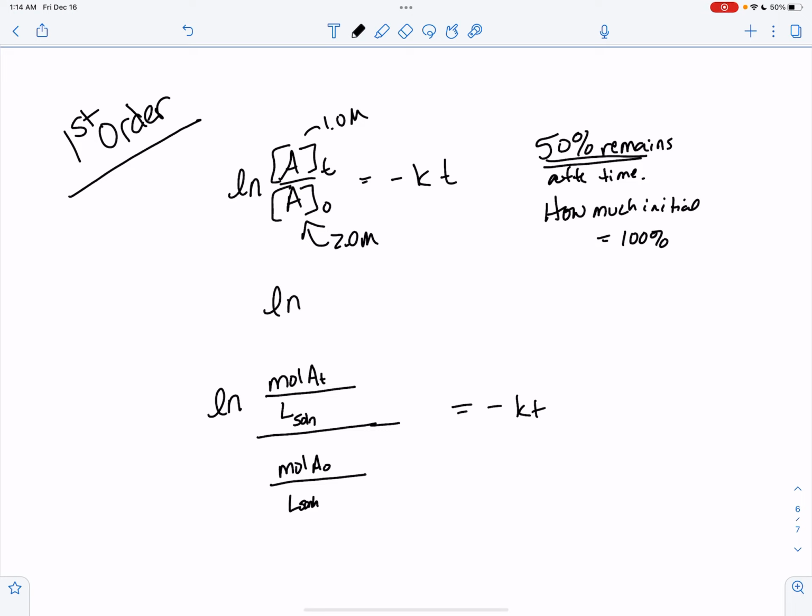So it's like saying this. We have 50 over 100. That's actually the same thing as these numbers right here. It's just another way of saying it.